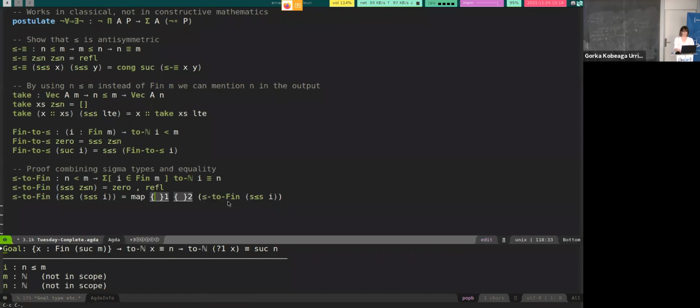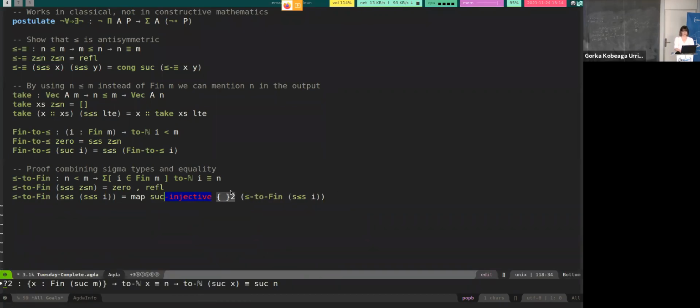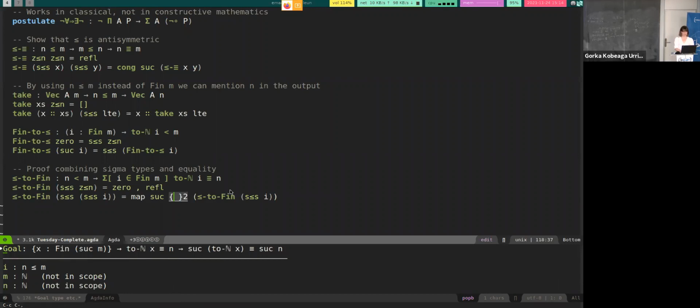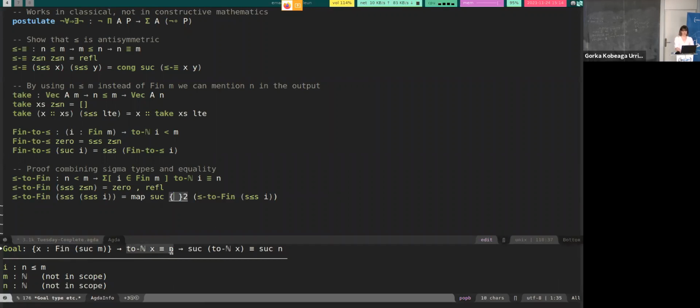So transforming the witness is going to be easy. We just prepend the successor. And now we need to transform this proof that we get out of the inductive hypothesis into this other proof. And this is just congruence with suc.